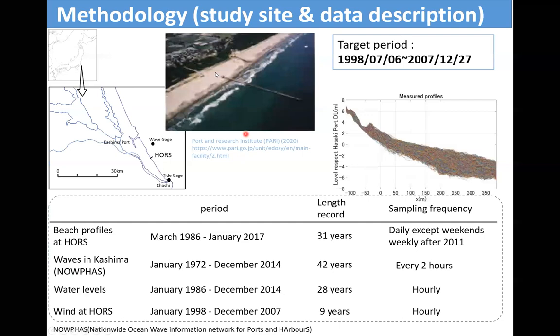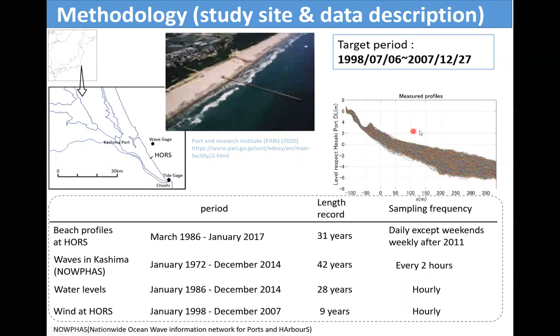So here's the available data at Hasaki written below. And as a simulation period, this about 10 years long was chosen. And by using the CS model, every two hours of shoreline changes were calculated. And these were compared with the everyday observed shoreline changes.